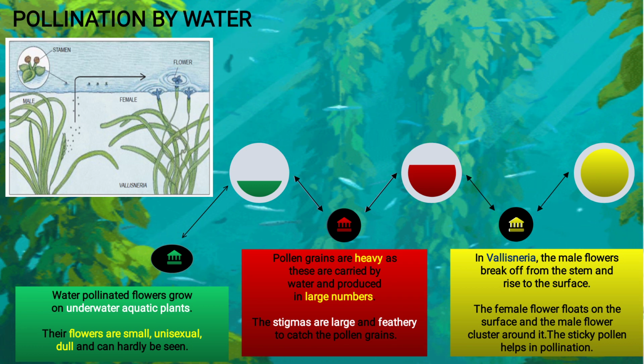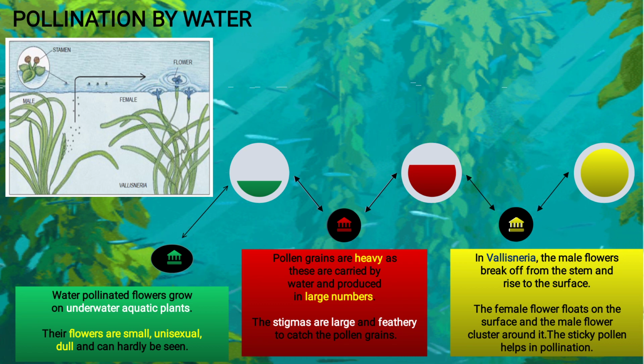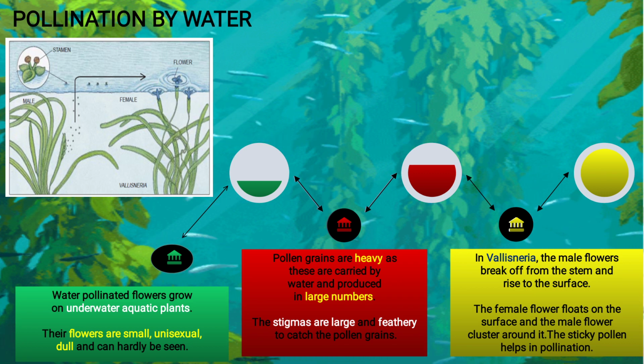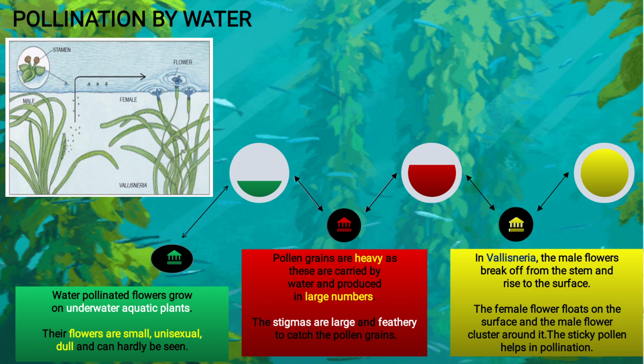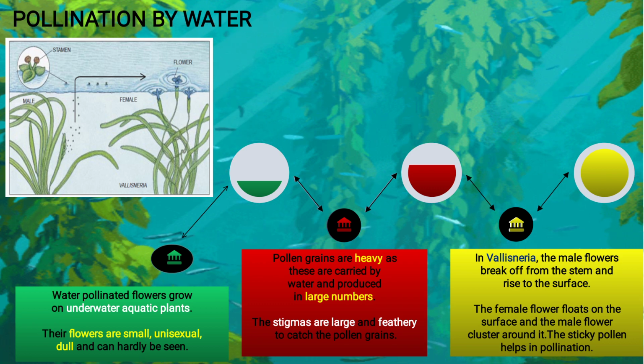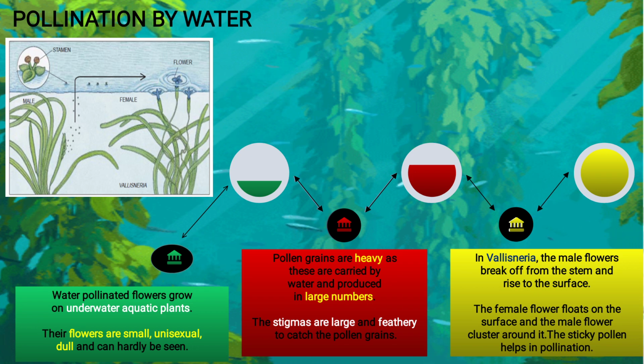Cluster means जहाँ पे female flower है वहाँ पे इकट्ठा हो जाएगा male flower, okay. And the sticky pollen helps in pollination. The pollen present in the stamen, means anther, is sticky, it will get attached to the female flower part and will go inside the ovule. After that, inside the ovary, fertilization will take place. Okay, so this is the pollination by water.